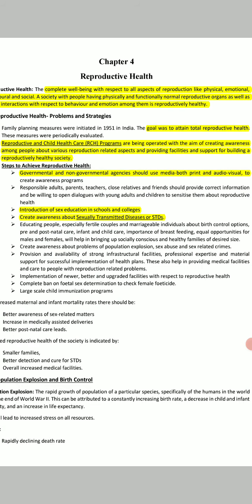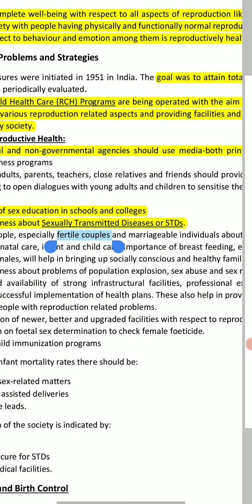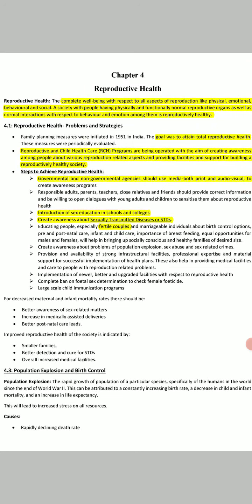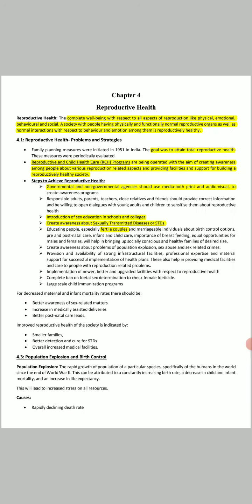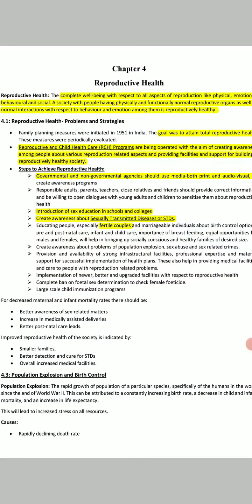What is the meaning of fertile couple? Fertile couple means those who can produce offspring. That's called the fertile couple. So first, educating the people, especially the fertile couple and the marriageable couple, they should know about the birth control options, pre and postnatal care, infant and child care.